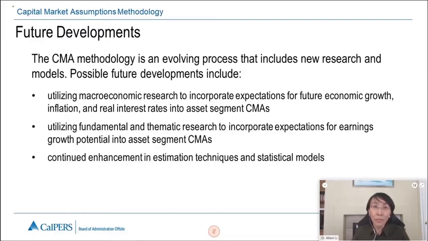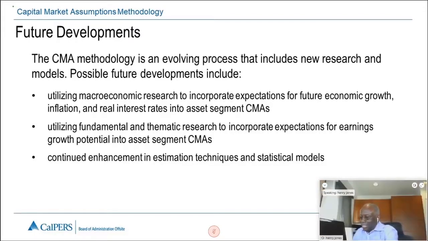Another area for improvements is in individual asset segments. For example, we gain deeper knowledge on the potential of operating improvement in private equity companies, or on the cause of valuation change in real estate, etc. With that, we are now open to questions.